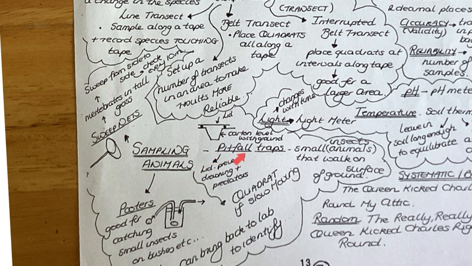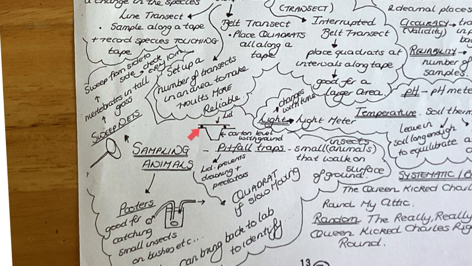For little invertebrates that walk along the surface of the ground, you would use a pitfall trap. So you dig a hole, you put in a jar of some sort. It's really important that the carton or jar is level with the ground. Otherwise, the insects just wouldn't go into it. They wouldn't climb up a hill to fall down in.